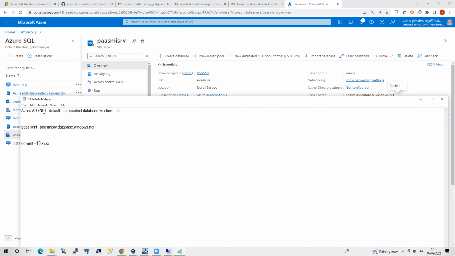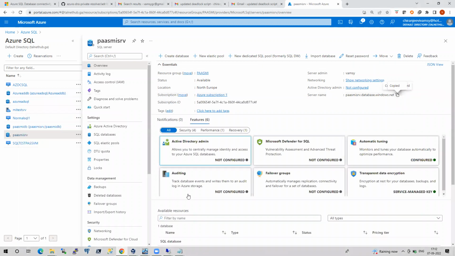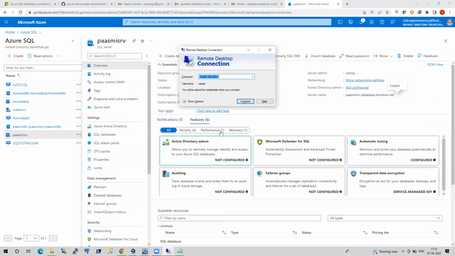Okay, so the Azure AD VNet is having one Azure SQL, this one, and the PaaS VNet is having one more Azure SQL, and that is this one. And I have one more VNet, the DC VNet, that is having custom DNS. Just keep this aside and let me connect to one of the machines.